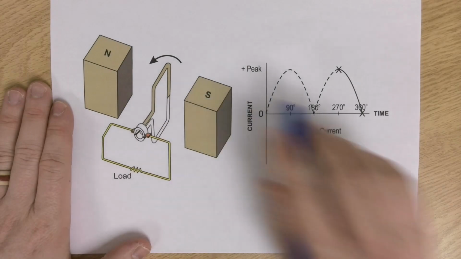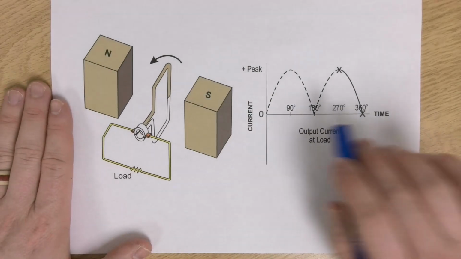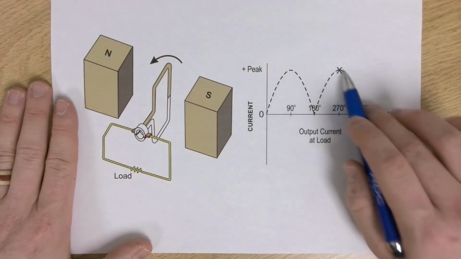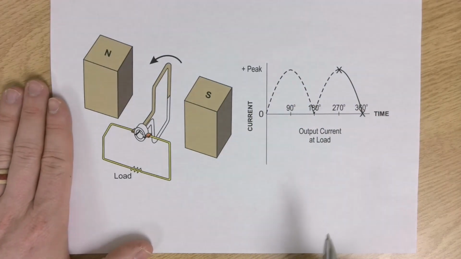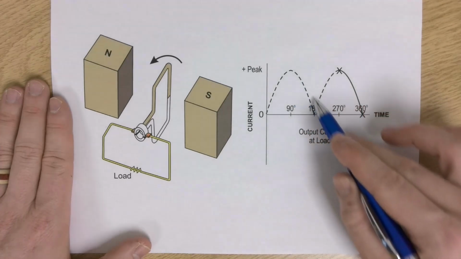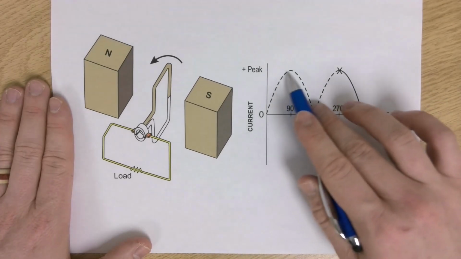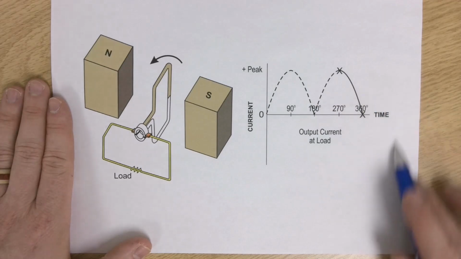And then once again, as we get back to 360, it goes back to 0. But the DC generator is just going to stay up here in the positive current or the positive voltage part of the graph. Whereas our AC, because it has two slip rings, goes from positive to negative, and then it repeats the process.